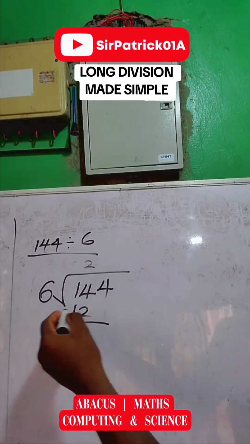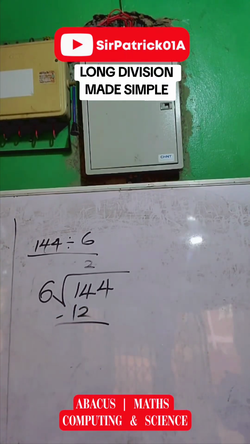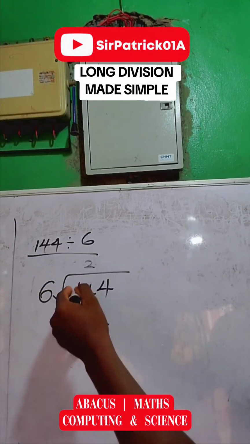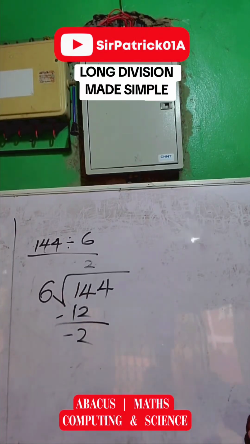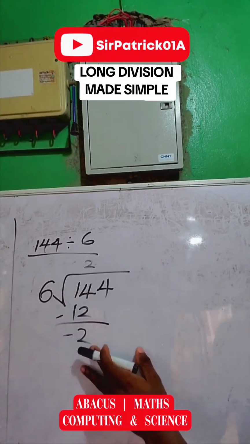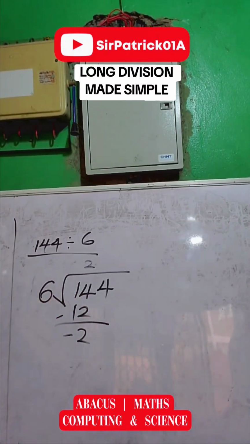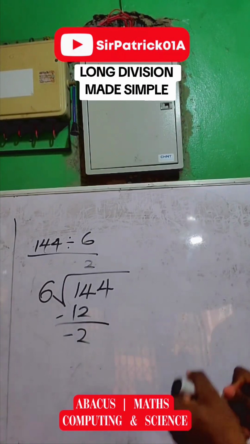You understand? Then we do our subtraction. Okay? So now, 4 minus 2 will give us what? We have our 2. The 1 minus 1 will give us dash. Do you understand? So now, you continue with the same process. Can 6 go into 2? You ask yourself that question. The answer is no. You understand?